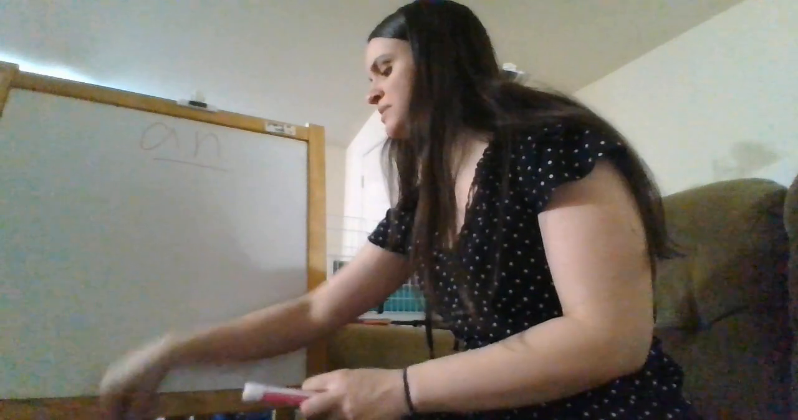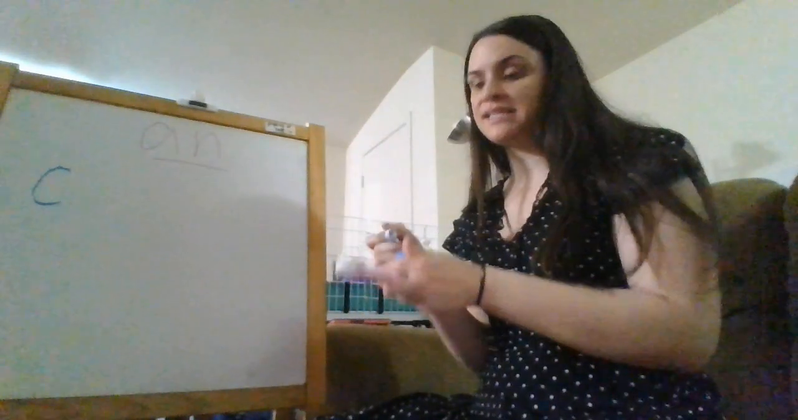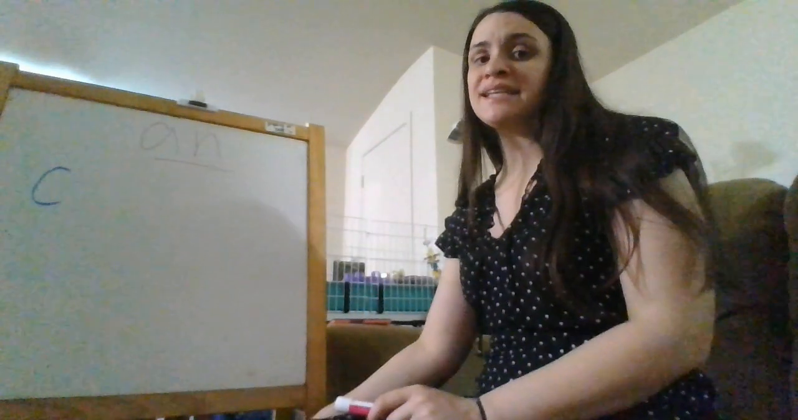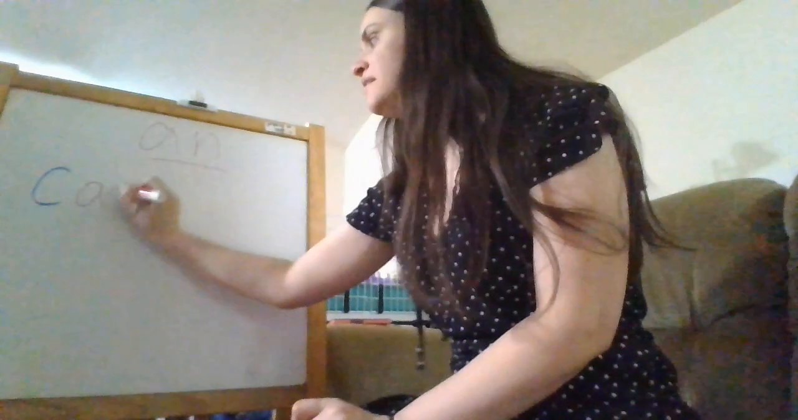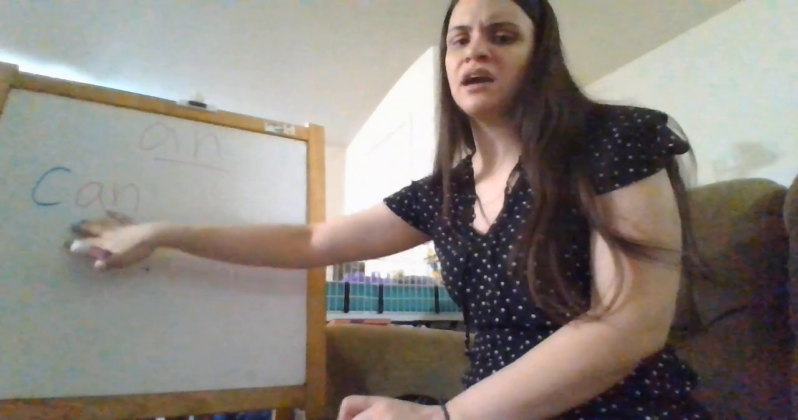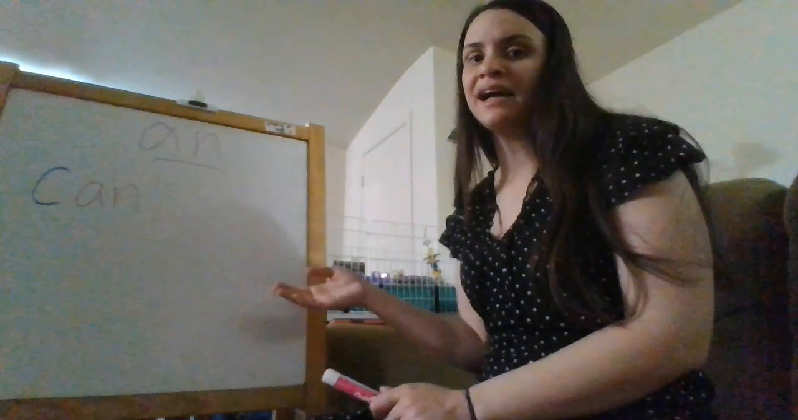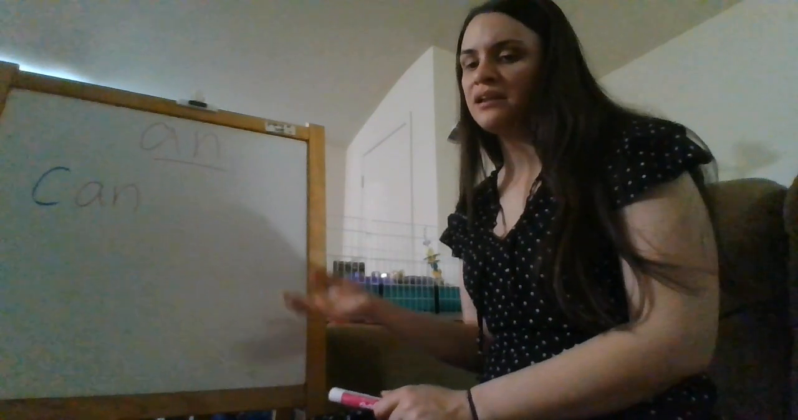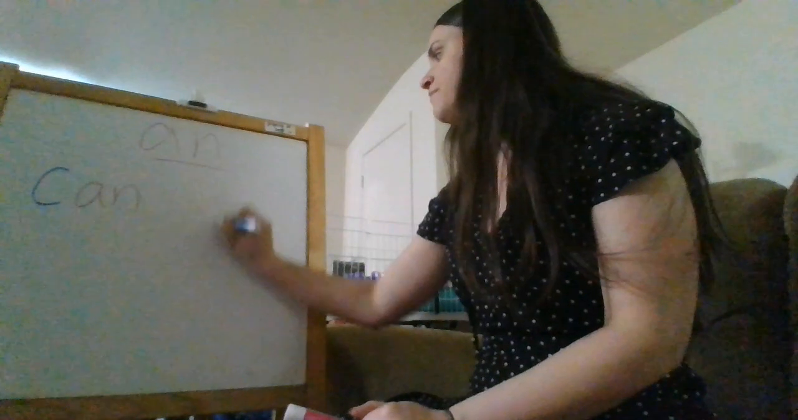Let's use this color so it's easier to see. Okay, what sound does the letter C make? C says ka, ka. Now we're going to add an to that. So I have ka, an, ka, an, ka, an. What word do we hear, friends? It's can. Can we say can? Ready? Can.